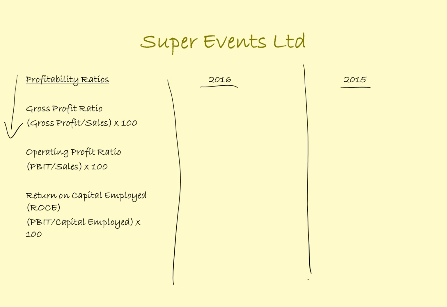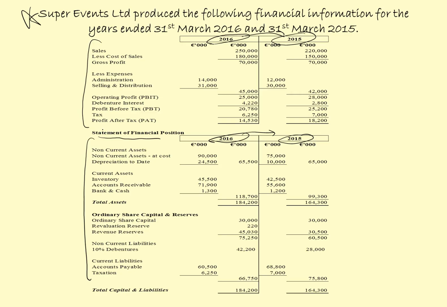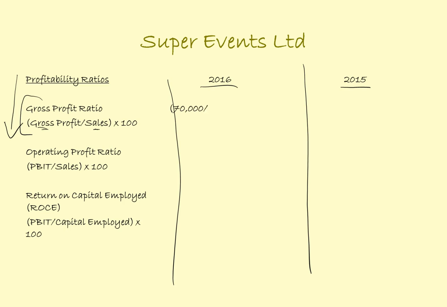Okay, starting off with the 2016 ratios, what I need is first of all gross profit ratio. I need the gross profit and the sales. So back to the question here, I can see there's my gross profit figure and there's my sales. Now you note that all these figures are in thousands, so what we have is sales of 250 million and gross profit of 70 million. I'll just drop off the three zeros and write them out as they appear here in the income statement. So in here I put in 70,000 divided by 250,000 multiplied by 100. If I multiply that out, that gives me 28%.